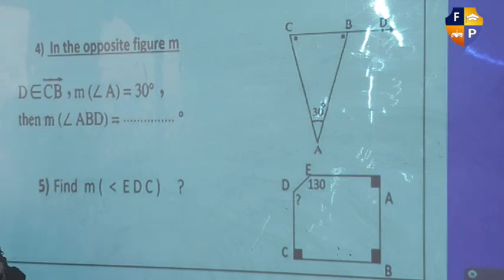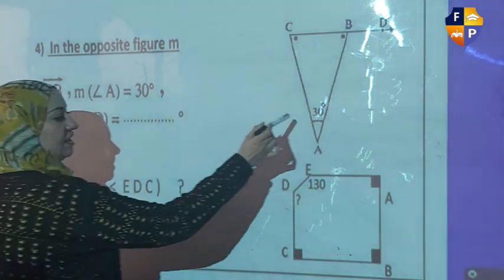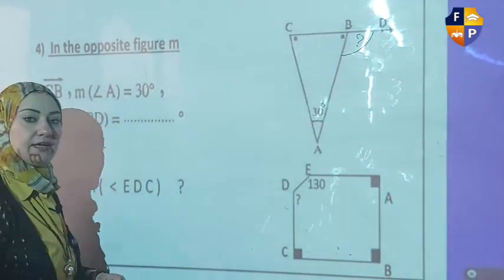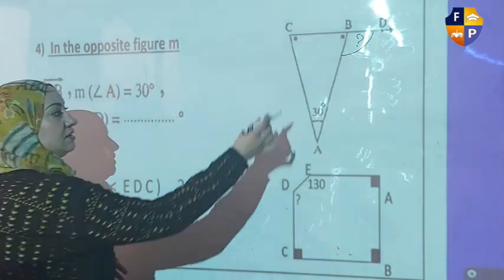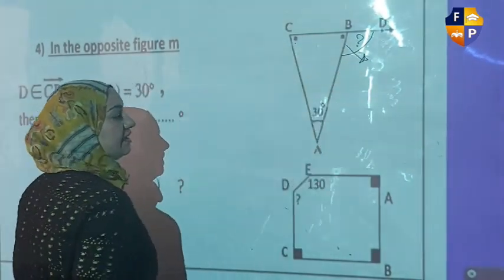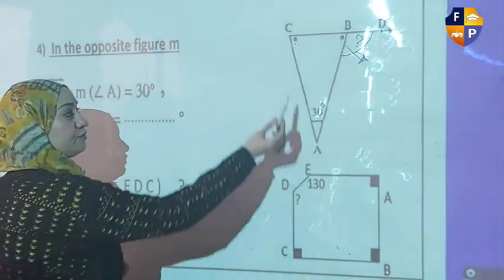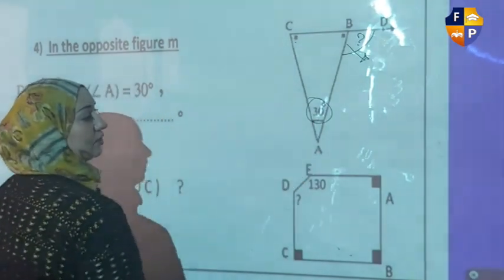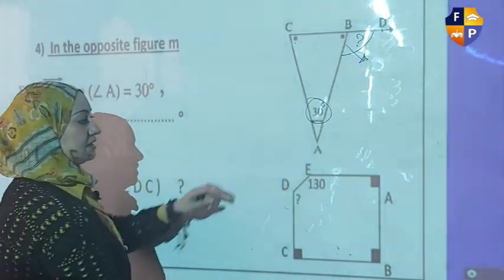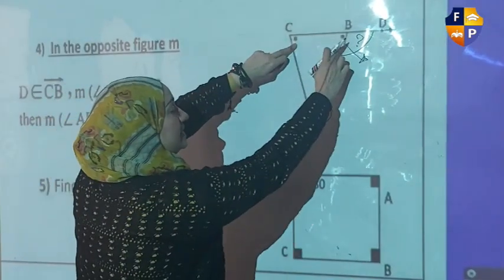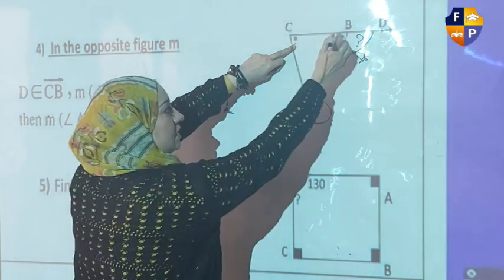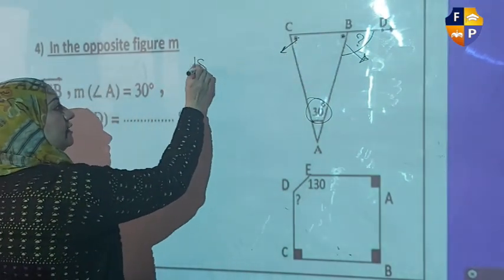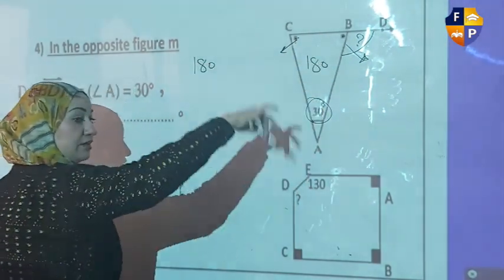Okay. Number 4, in the opposite figure, D belongs to DC here, and measure angle A equals 30 degrees. He wants to get the measure of ABD. This angle is an exterior angle of a triangle. We have to get this angle because it equals the sum of two non-consecutive angles. This angle equals 30 degrees. He gave me the measure of this angle, and told me that this angle equals this angle, by this sign.